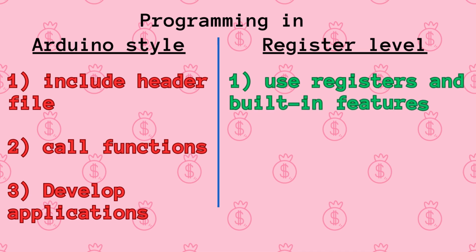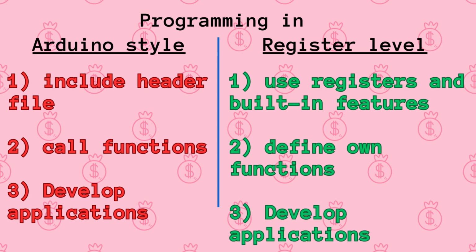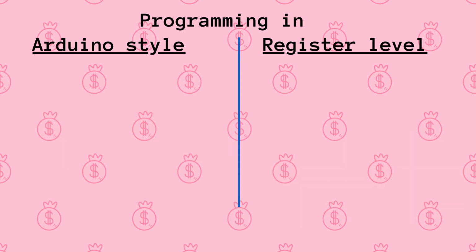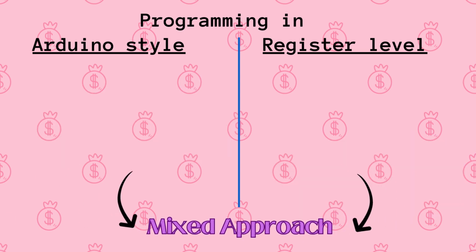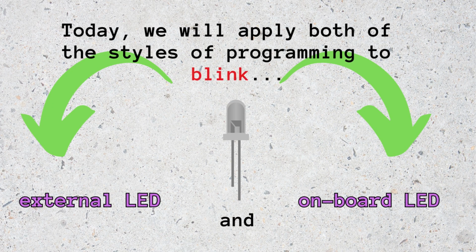There is another style of programming. In this style, we target the registers of the microcontroller, develop a register level program, and get our job done. Today, we will apply both types of programming to blink one external LED and the onboard LED already available.